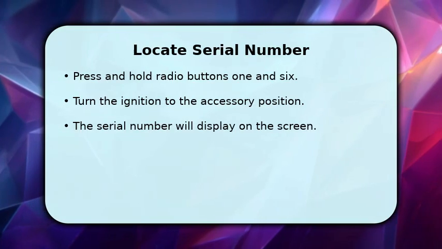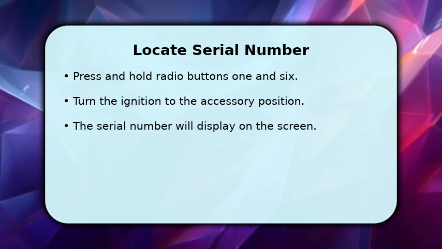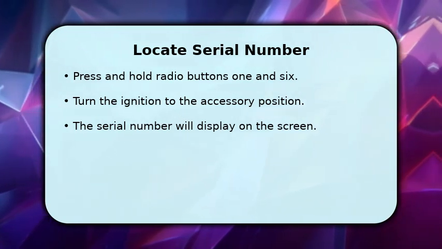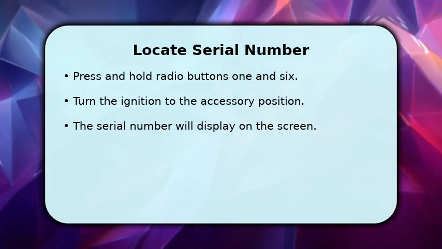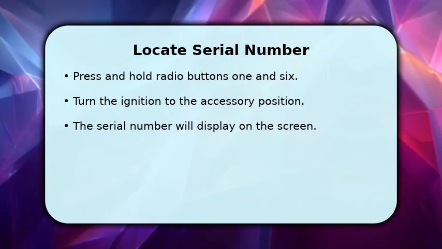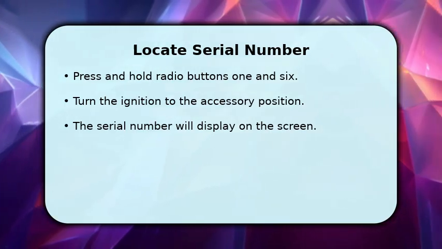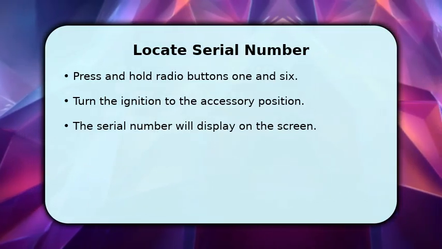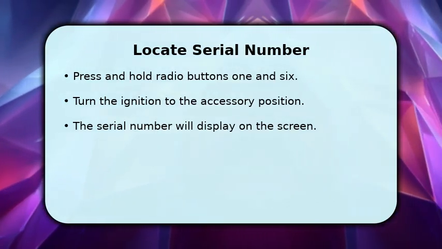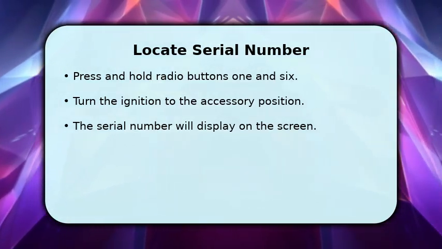To find your radio's serial number directly from the unit, simply press and hold down the radio preset buttons labeled 1 and 6 simultaneously. While holding them, turn your ignition key to the accessory position. The serial number, which is usually 8 digits long, will then appear on your radio's display screen. Make sure to write it down accurately for the next step.